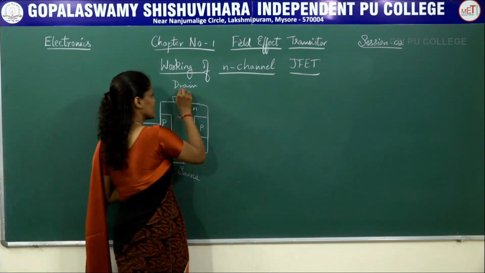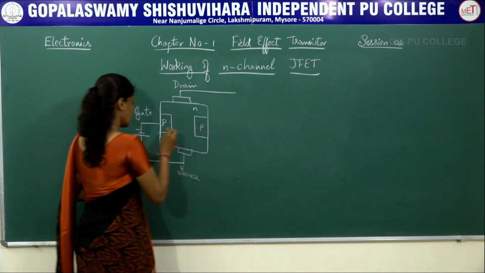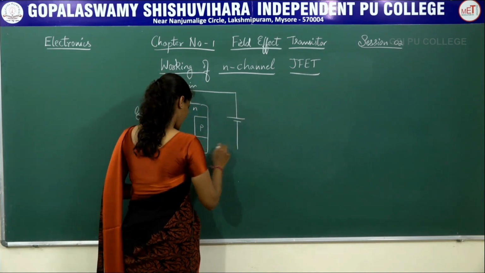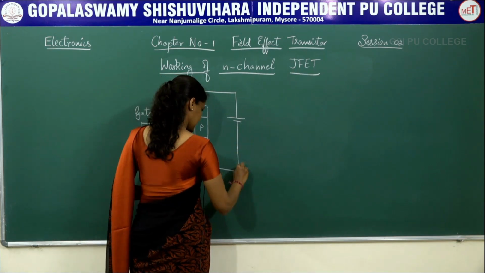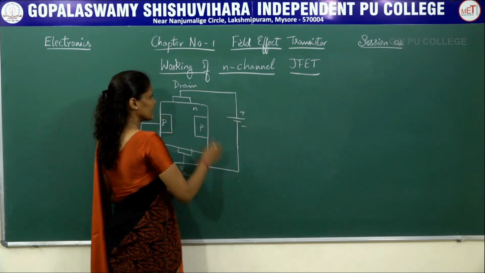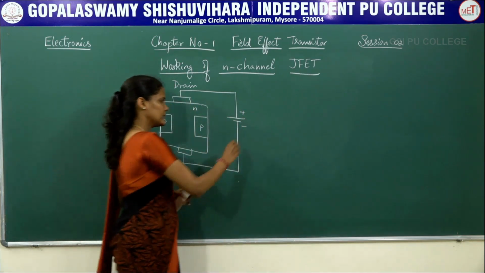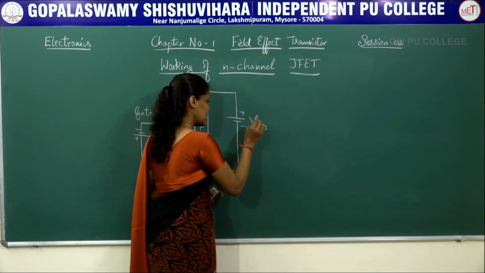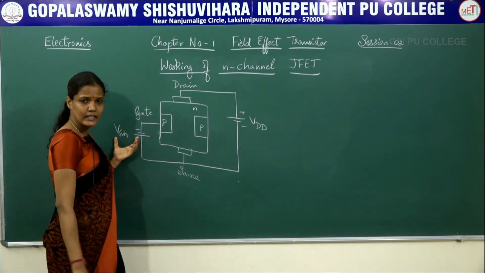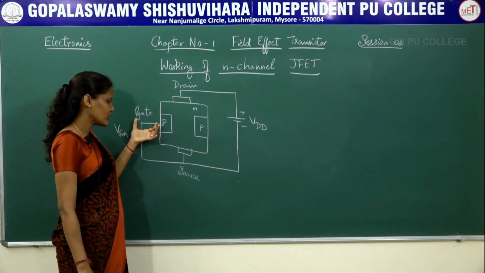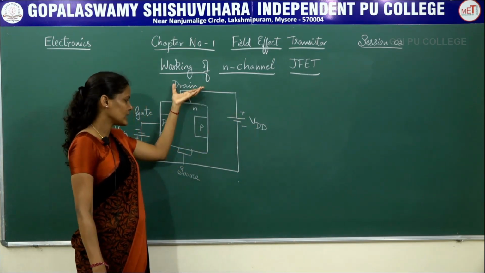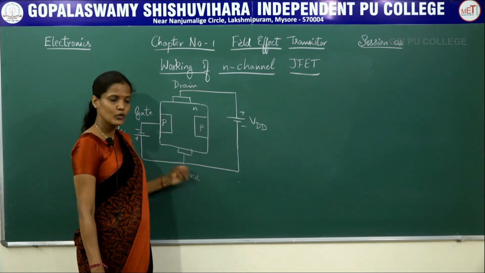Apart from this, we should also connect a voltage source between the drain and the source, such that the negative terminal of the battery is connected to the source and the positive terminal is connected to the drain. Let us call this VDD and this VGG. VGG is a voltage source connected between the gate and the source. VDD is a voltage source connected between the drain and the source terminal.